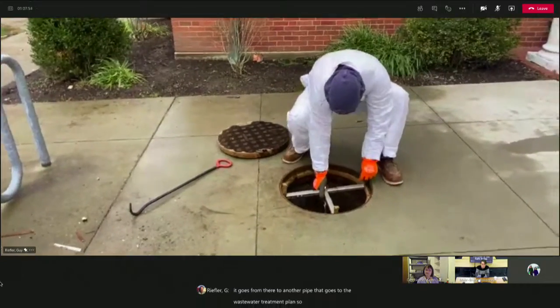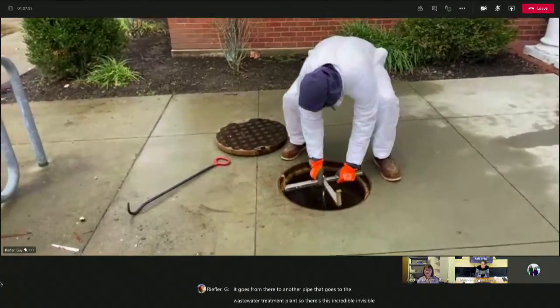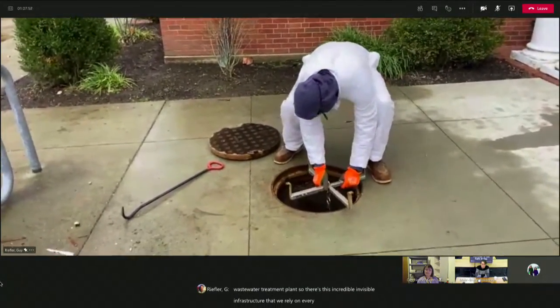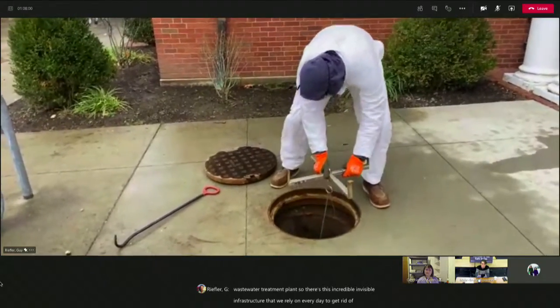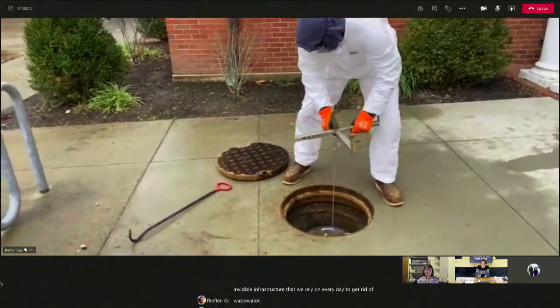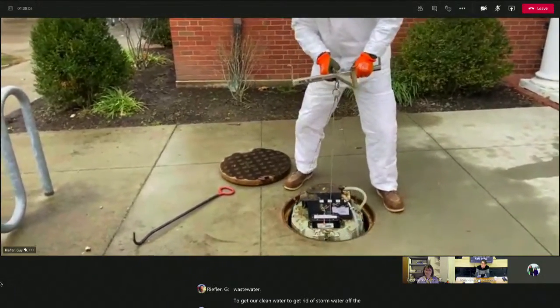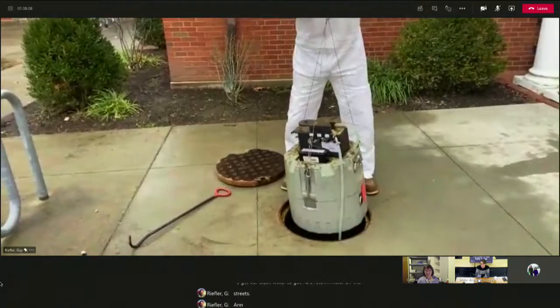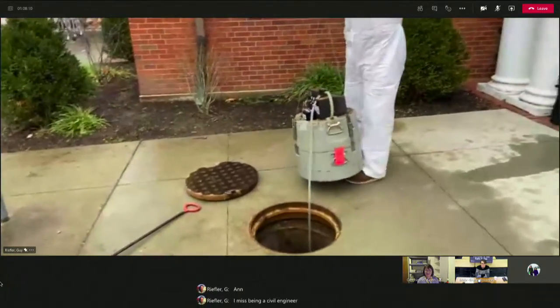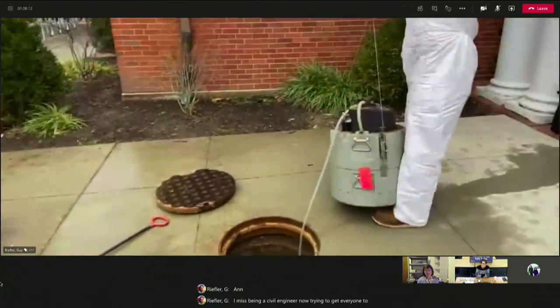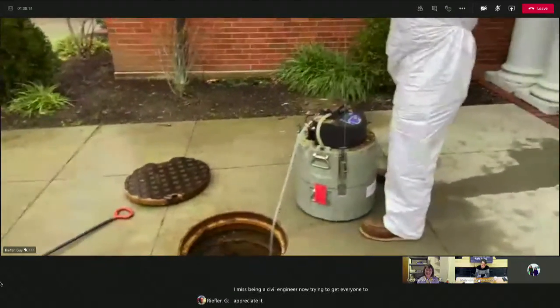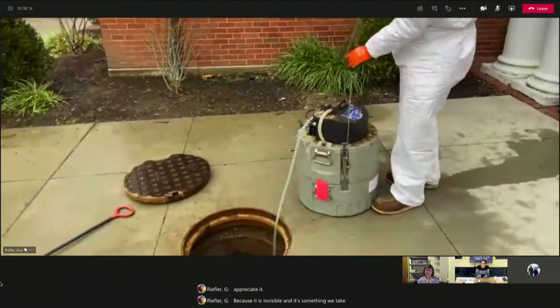So there's this incredible invisible infrastructure that we rely on every day to get rid of wastewater, to get our clean water, to get rid of stormwater off the streets. And I don't know, I'm being a civil engineer now, trying to get everyone to appreciate it because it is invisible and it's something we take for granted.